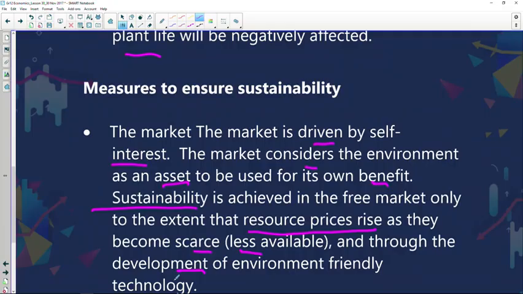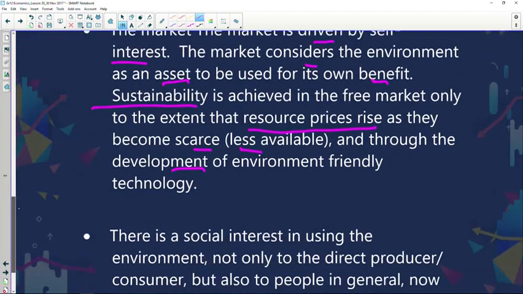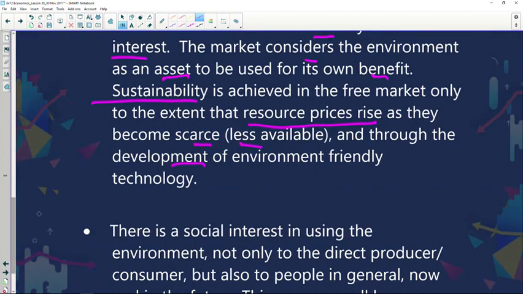And then also through the development of environment-friendly technology. So technology also plays an important role when it comes to sustaining the environment. But markets do see the environment as an asset that can be used to generate income. So interventions need to come from government to ensure that this is regulated. When resource prices go up, resources become scarce and less available, and then we have to rely on technology that is environmentally friendly.